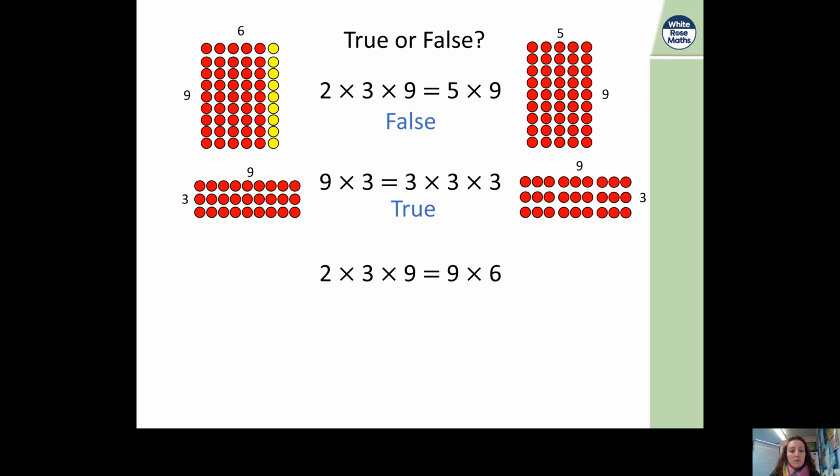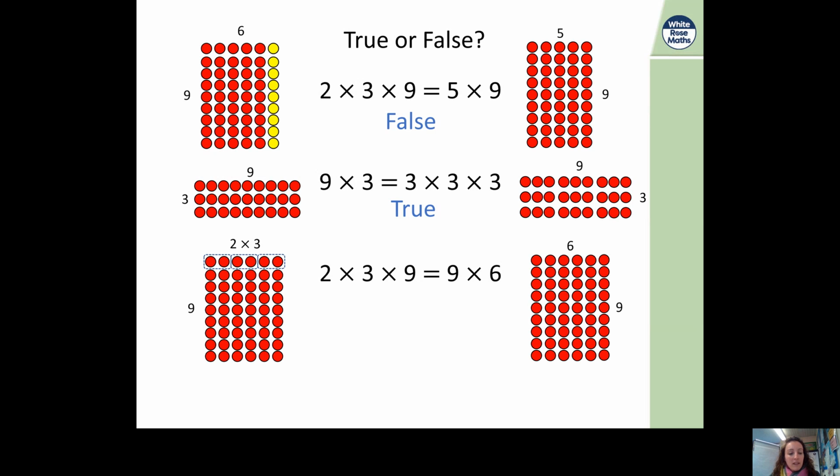And then the next one, oh, got a bit carried away. Pause the video and have a go yourself. Let's look together. 2 times 3 is the same as 6. So 6 times 9 is the same, it's true.